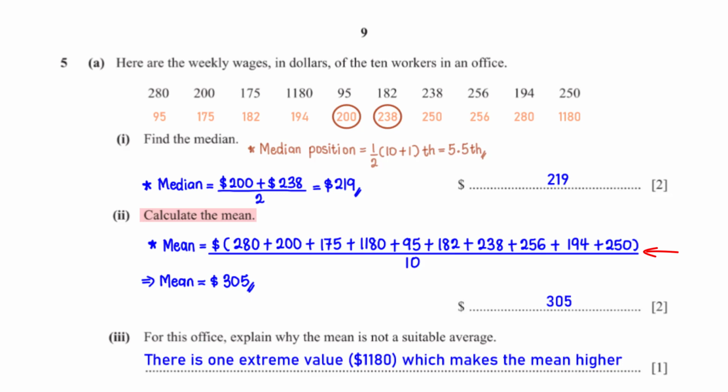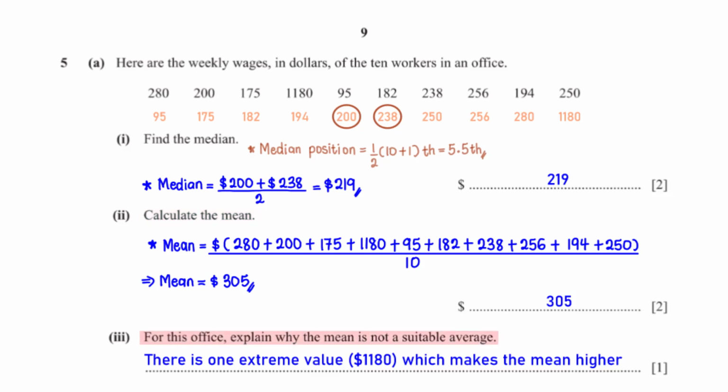Calculate the mean. The mean is equal to the total sum of all the wages, which is 280 plus 200 plus 175 plus 1180 plus 95 plus 182 plus 238 plus 256 plus 194 plus $250, divided by 10. When we type this into the calculator, we get $305.